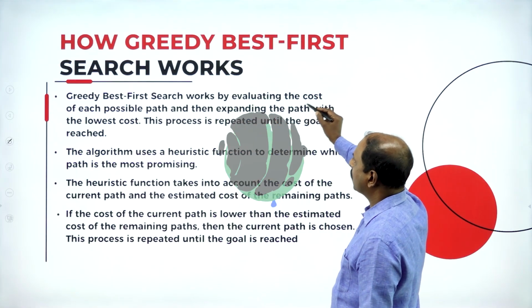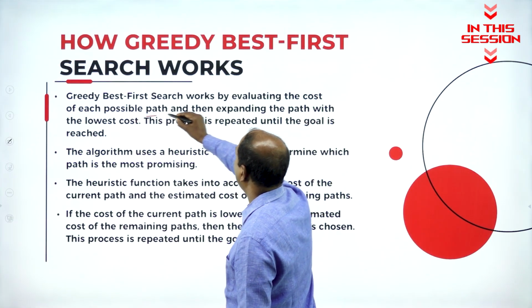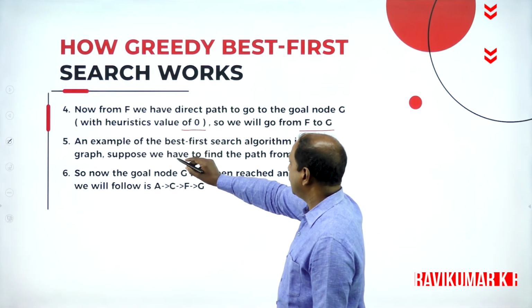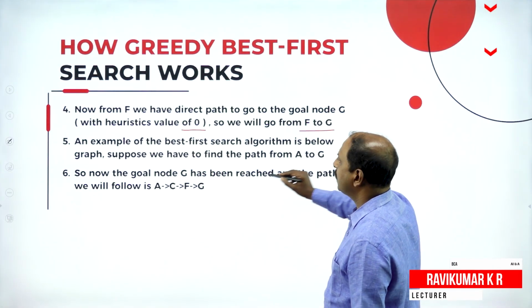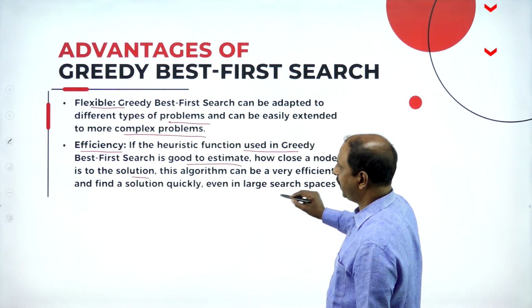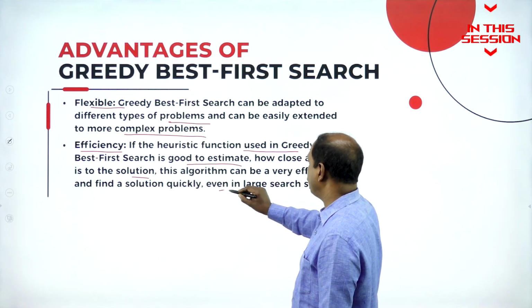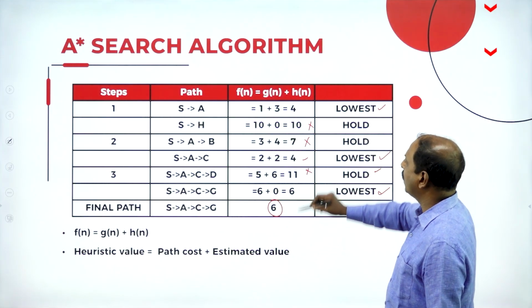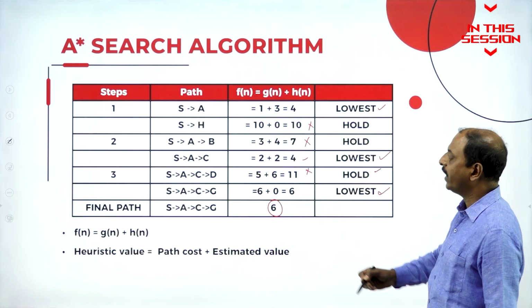It is evaluating the cost with the possible path and expanding the path with the lowest cost. As an example of best first search algorithm, the below graph, suppose we have to find the path from A to G. This algorithm can be very efficient to find a solution quickly even in larger search spaces. All the values here, the 6 is the smallest value or lowest value of all the values we found out.